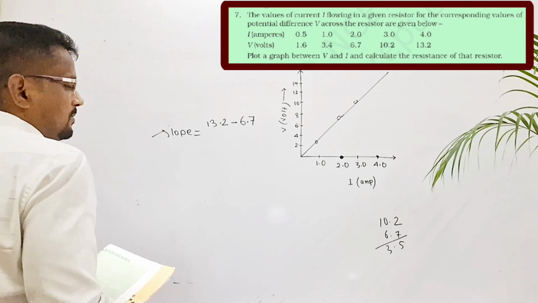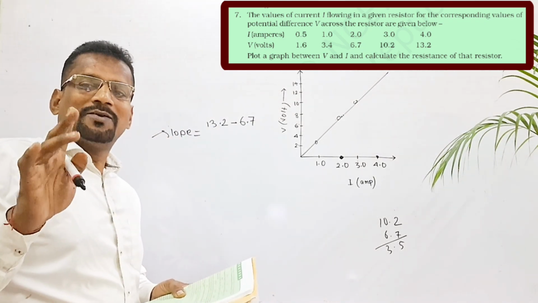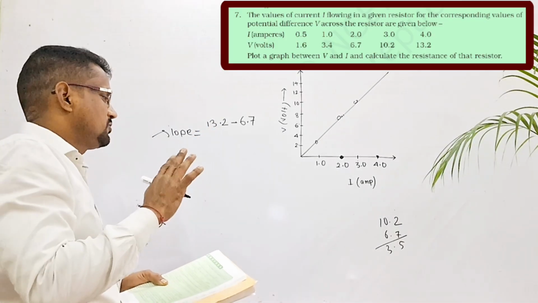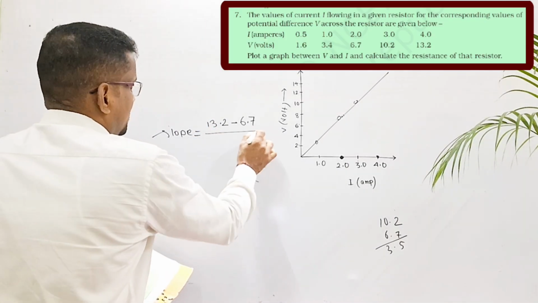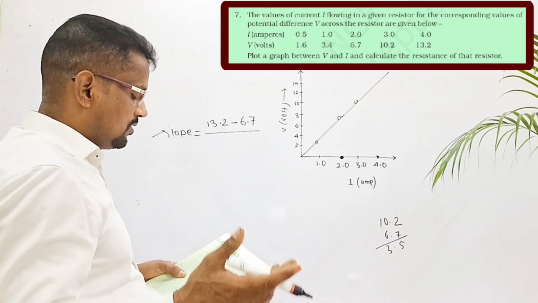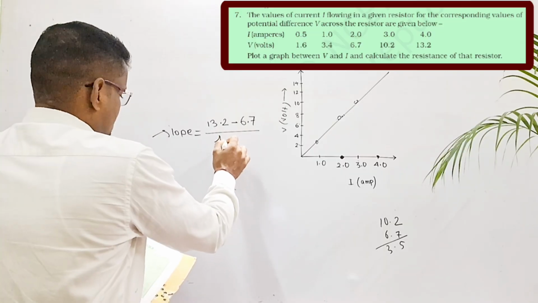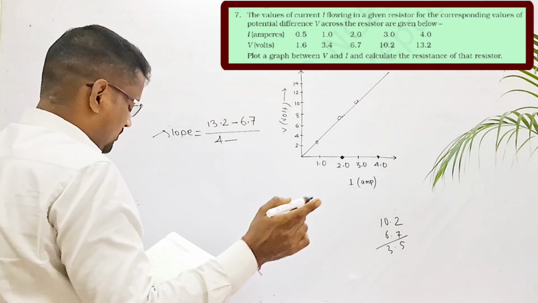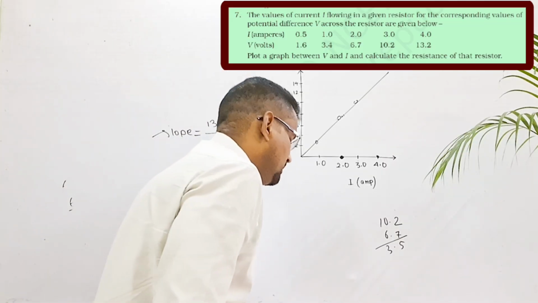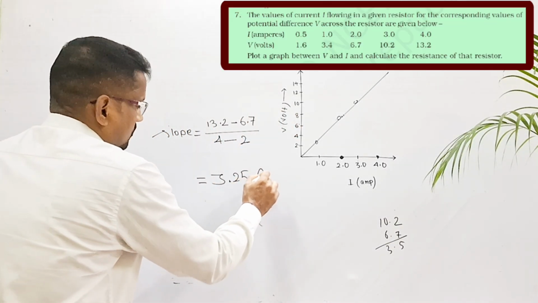From the data I have selected this one pair of values, you have to select a pair, and I have selected these two. 13.2 minus 6.7, divided by, against 13.2 the x coordinate, or you can say the value of current, that is 4, and against this 6.7 the value is 2. If you simplify this, it will be 3.25 ohm.